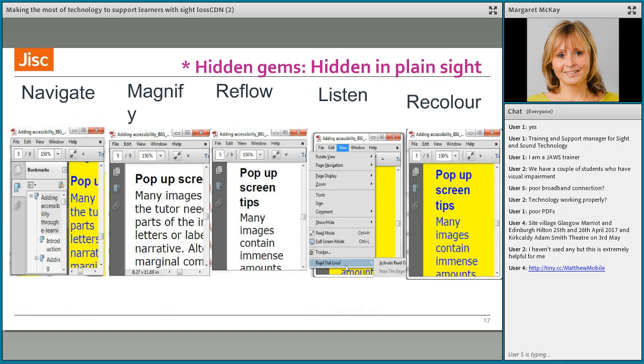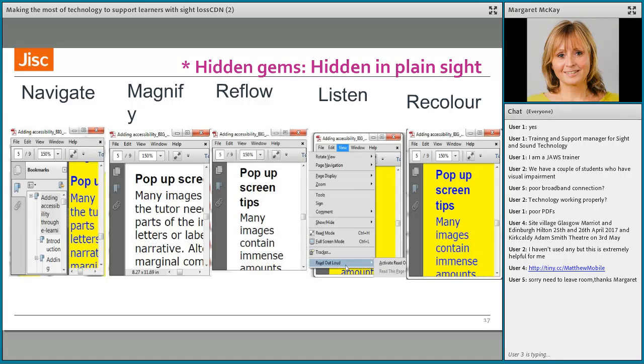I would just like to refer quickly to the hidden gems that are in Adobe Reader. From a user's viewpoint, Adobe Reader offers some fantastic functionalities. It allows you to magnify text. If bookmarks and heading structure have been created, you can navigate, you can magnify, you can reflow, you can listen, you can recolor. And Adobe Reader is really fantastic in terms of doing that.